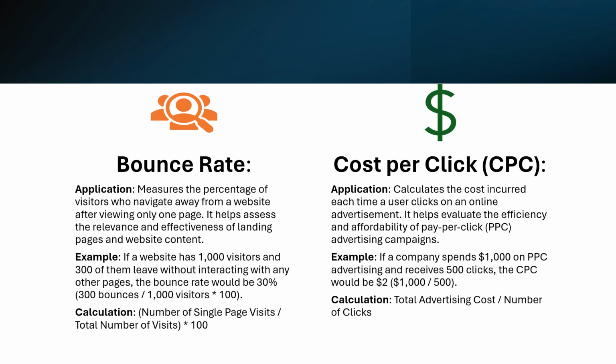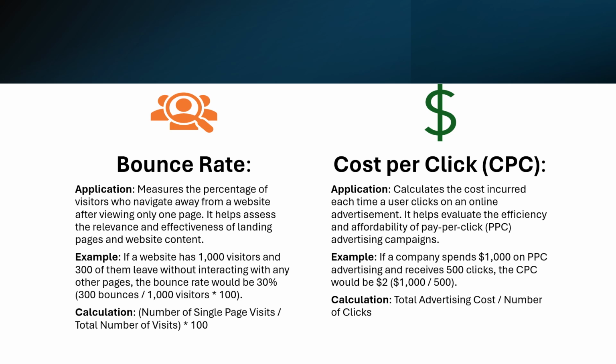Another KPI is the bounce rate. Now that happens majorly with the website page. That measures the percentage of visitors who navigate away from your website after viewing only one page. It happens majorly with the home page, and that helps you assess the relevance and effectiveness of the landing pages and the website content. So suppose a website has 1,000 visitors and 300 of them leave without interacting with any other page, the bounce rate comes out to be 30%. That is 300 bounces divided by 1,000 visitors. So the number of single page visits divided by the total number of visits, multiplied by 100.